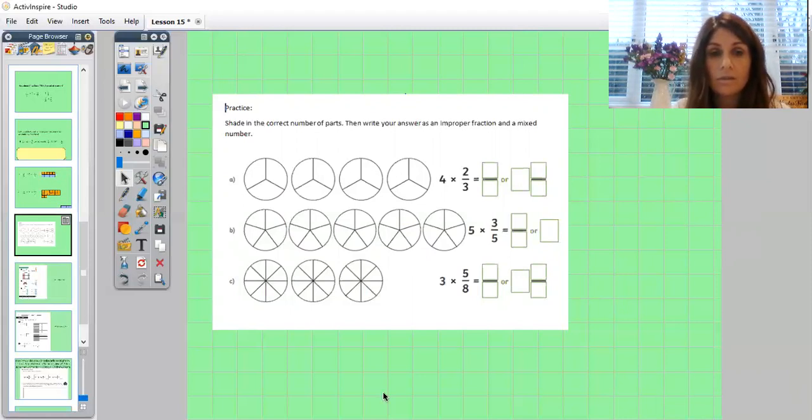And then if you're finding it trickier, you might like to just have a go at this practice sheet here. So you just have to shade in 4 lots of 2/3, so shade in 2/3 on each one, and then you're going to write the improper fraction here, and then you're going to write the mixed number here like we've just done. Some of you might not need to do that, but if you do, that is linked to the Tapestry post that we've done.